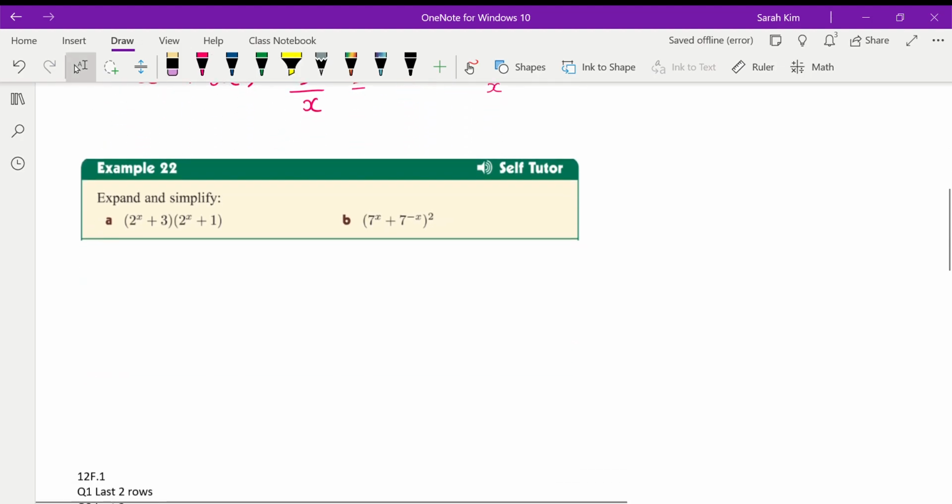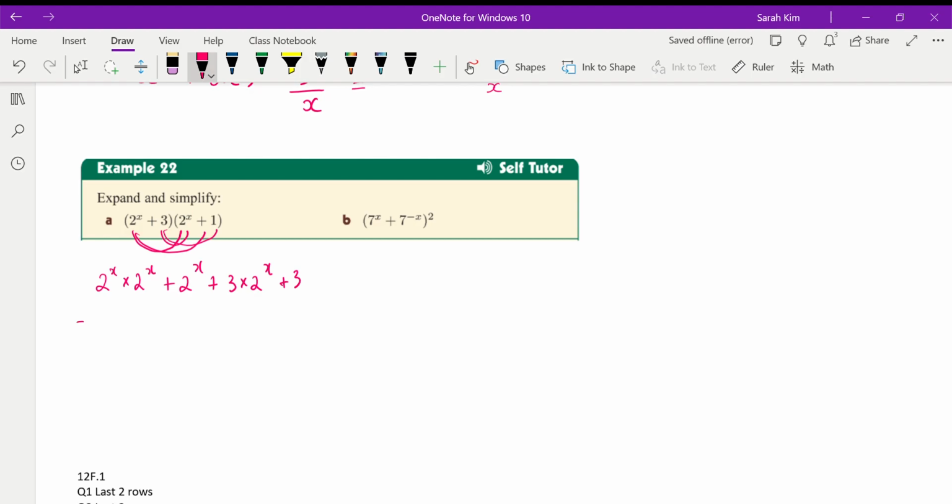Alright, let's expand and simplify these ones. So you've got to use FOIL times these two, so it'll be 2^x times 2^x. And then you've got to times these two, so you get 2 to the power of x. And then you've got to do the inner, so you get 3 times 2^x. Please don't accidentally write 6x. And then the last is going to be 3. This is very important that you don't accidentally write the wrong things.